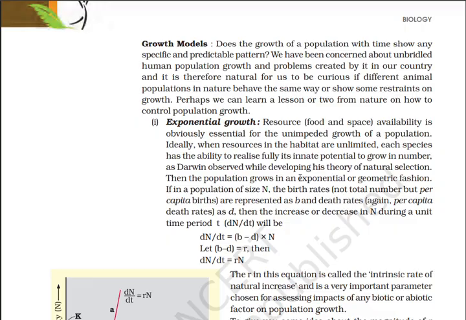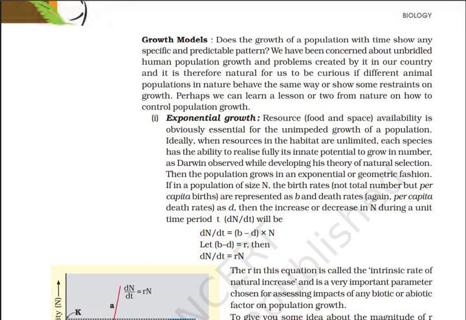Then the population grows in an exponential or geometric fashion. If in a population of size N, the birth rates, not the total number but per capita births, are represented as B, and death rates, again per capita death rates, as D, then the increase or decrease in N during a unit time period t, dN/dt, will be equal to (B − D) × N. Let B − D be equal to r, then dN/dt is equal to rN.